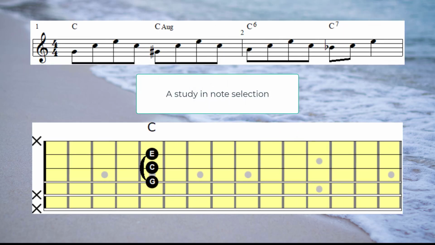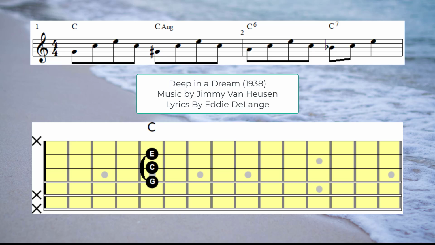Now, before we go any further, I couldn't resist putting on an example of how this type of chord sequence works in a tune. I'm going to use 8 bars from a beautiful tune called Deep in a Dream. Here we go.